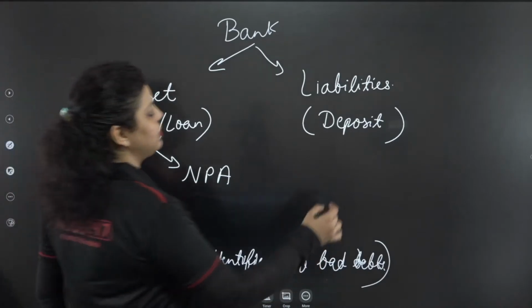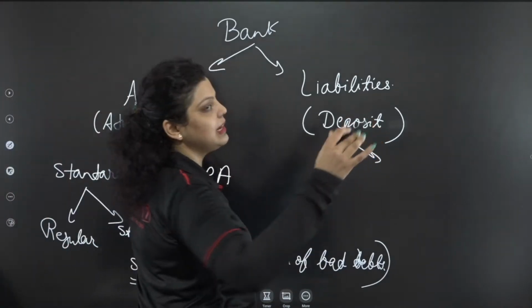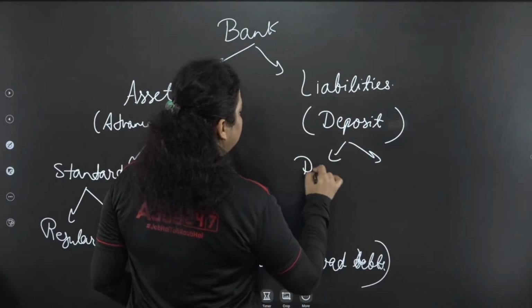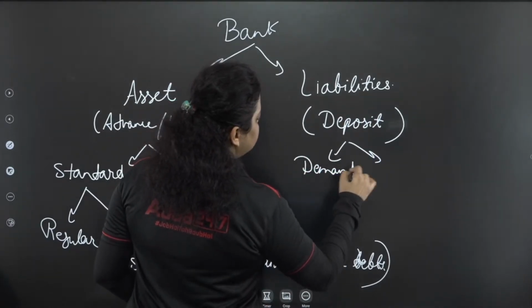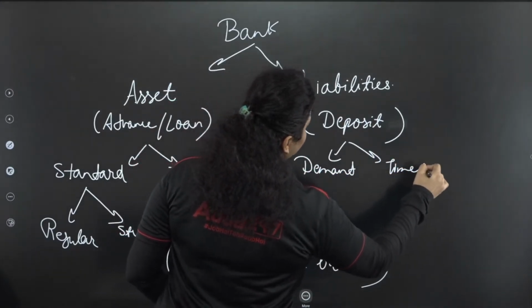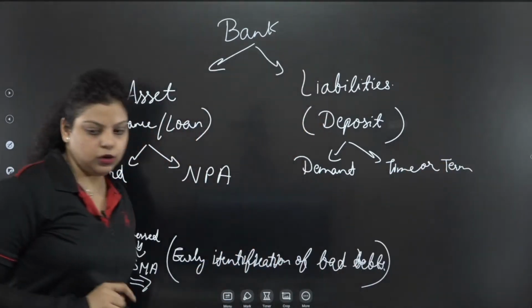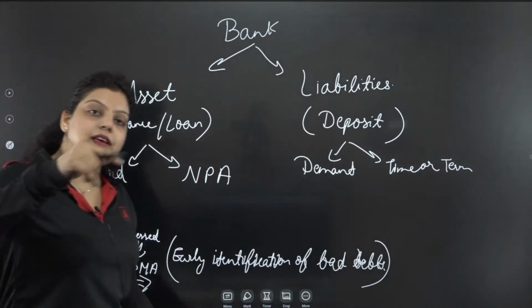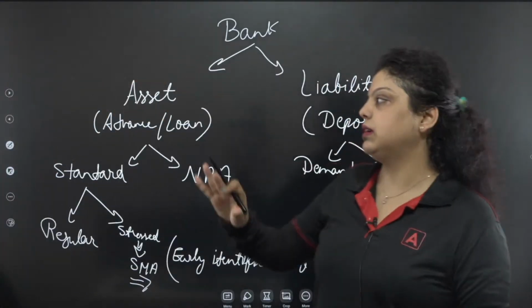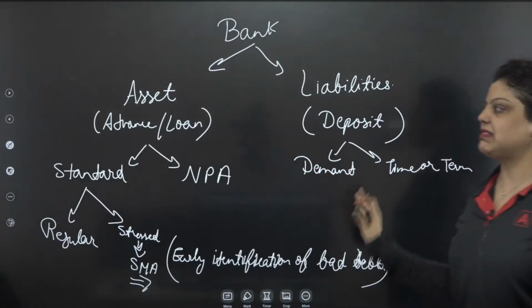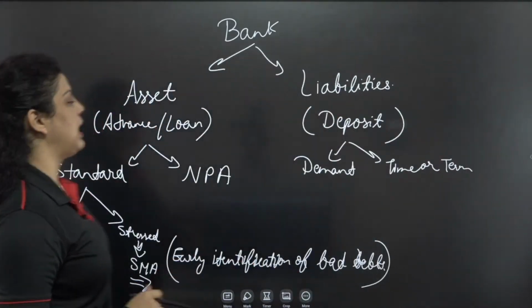Types of deposits are of two types, or we can say liabilities are of two types: demand and time, or you can call it term or time deposit. Now CASA comes under the demand deposit and RAFA comes under the time or term deposit. So this is the chart, the basic assets or liabilities of a bank.